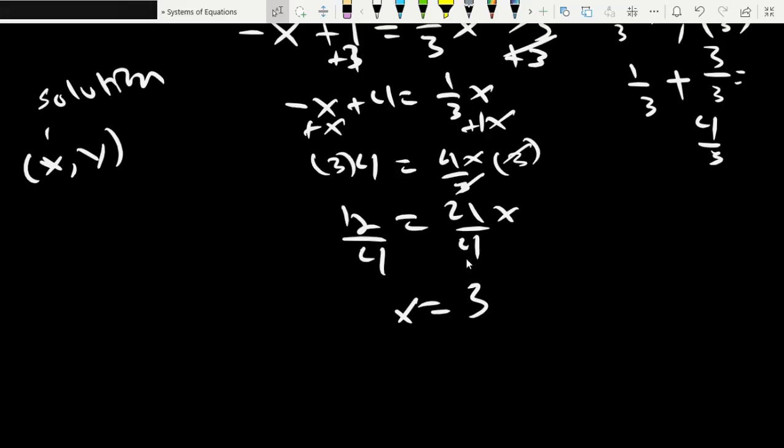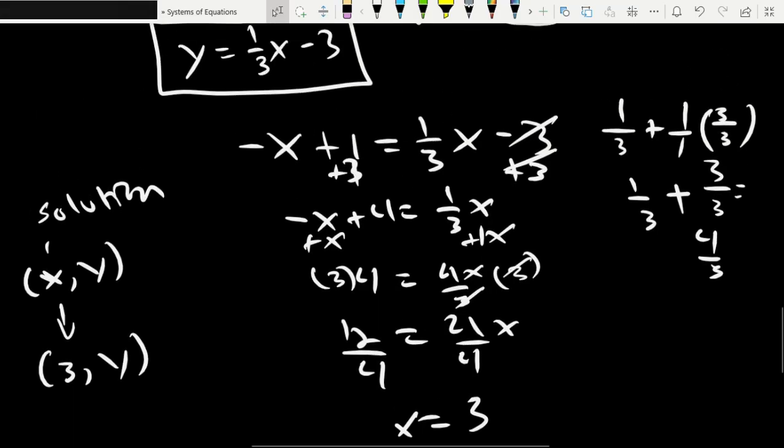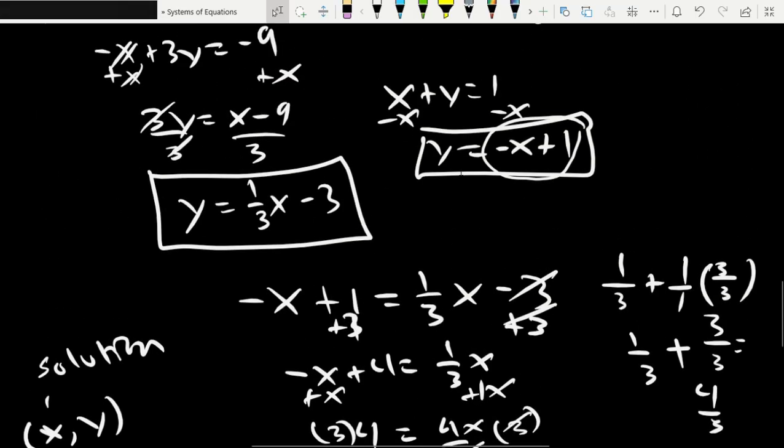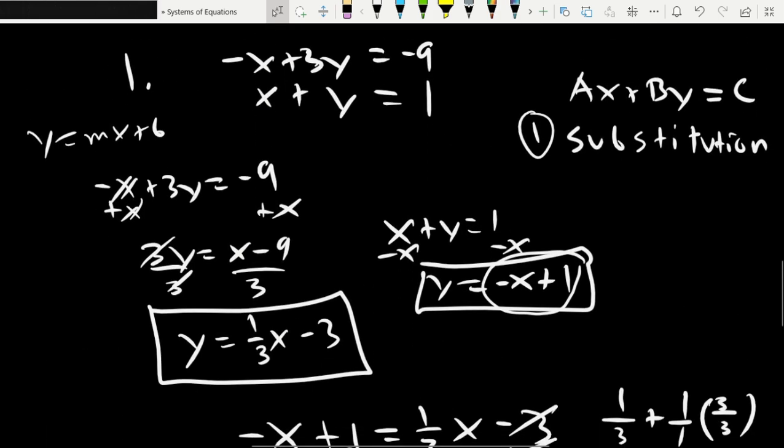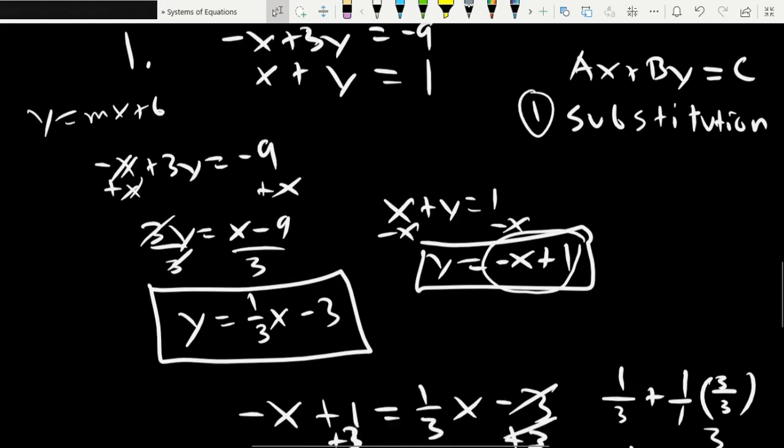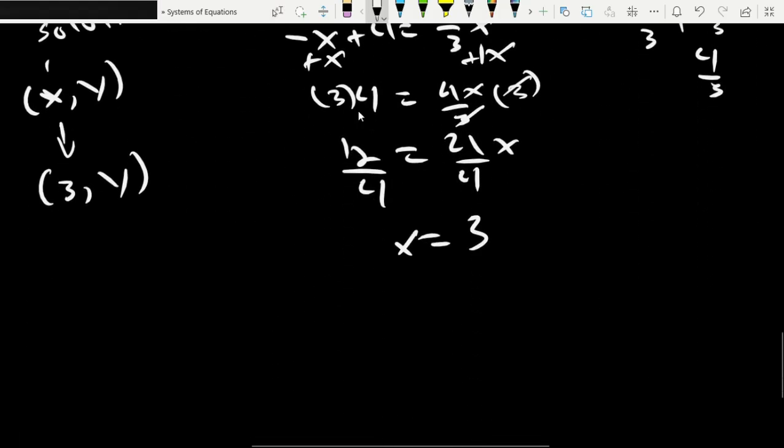We have just found that x equals 3, but we still have to find the y, right? So how do we find the y? It's simple. We just go back to one of these equations, substitute x in, and solve for y. So what was one of the equations? It was x plus y equals 1, which is such a simple equation.